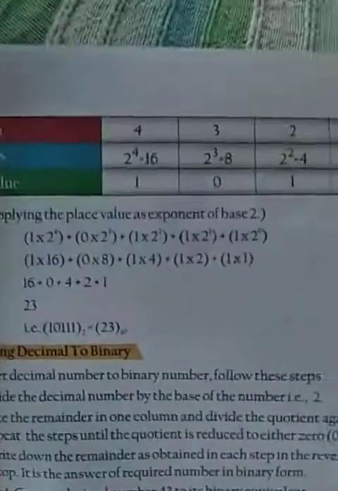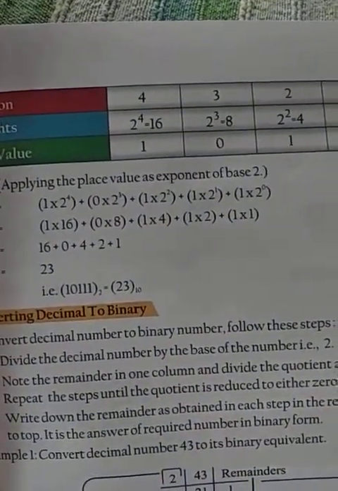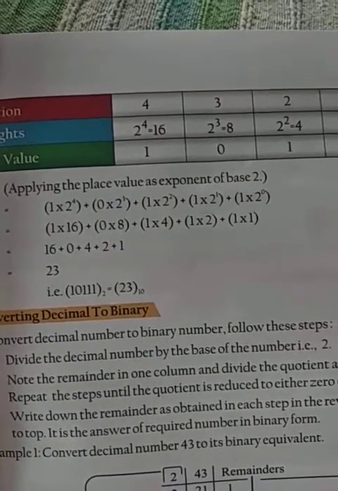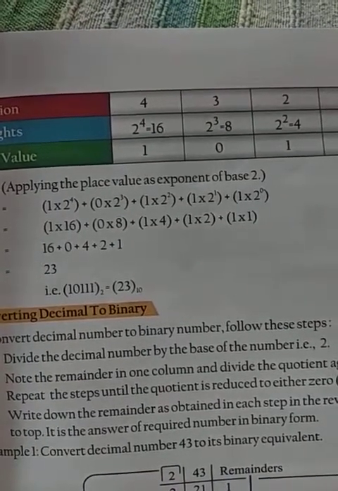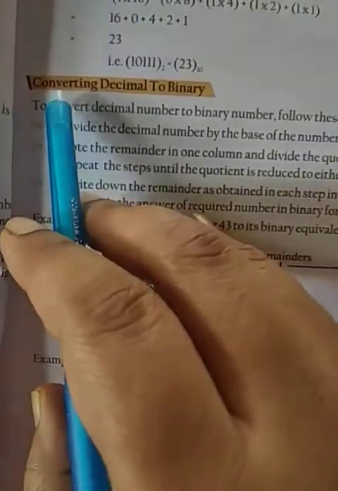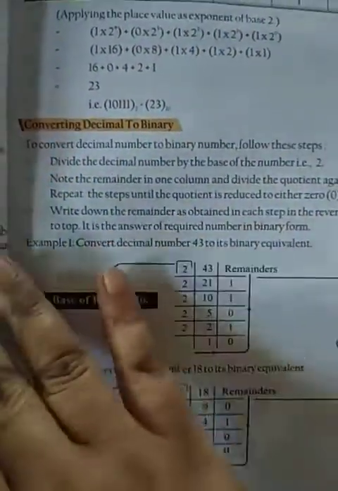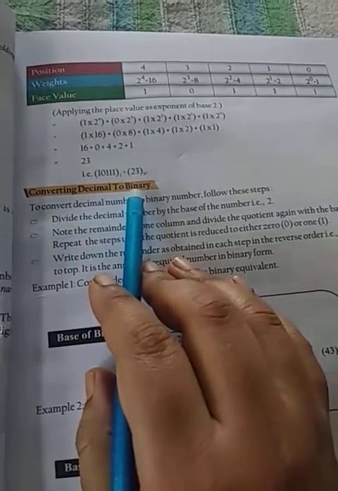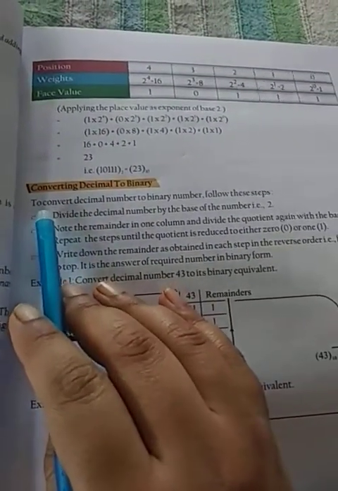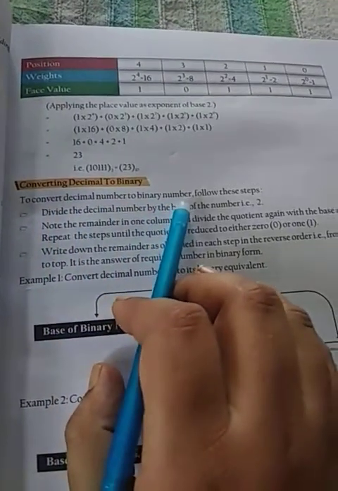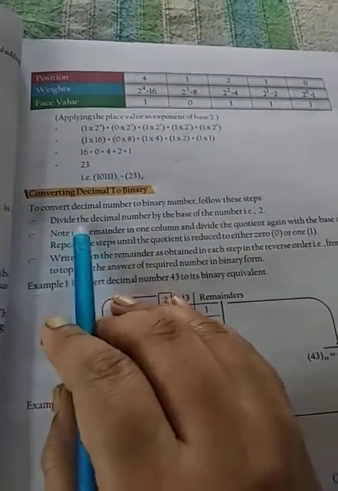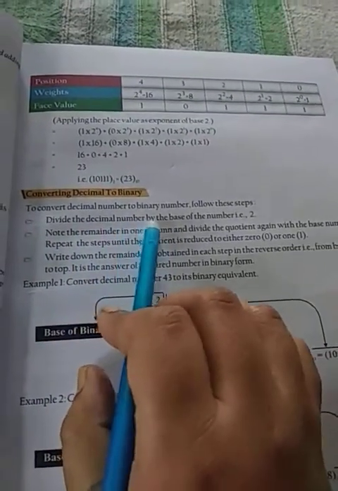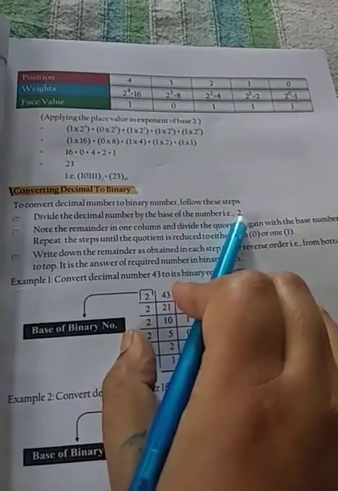In the previous example, we learned to convert a binary number, the number that is already in binary form, into decimal form. In the next question, we will learn to convert decimal number to binary number. In your book there are steps to convert decimal number to binary number. To convert decimal number to binary number, we have to follow the following steps. Divide the decimal number by the base of the number, that is 2.